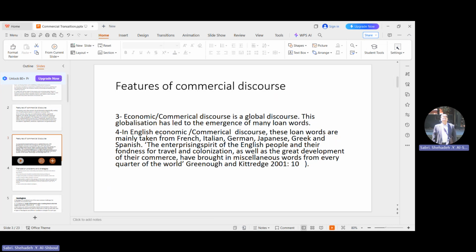It can help in revenue and growth because effective commercial discourse can persuade customers, it can influence investors, and it can close deals. So as we said, from a pedagogical or academic perspective, studying this type of discourse is very important and critical because it supports translation, intercultural communication, and professional writing, which is very important.